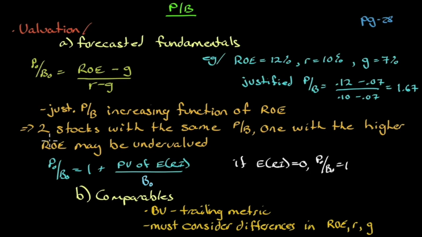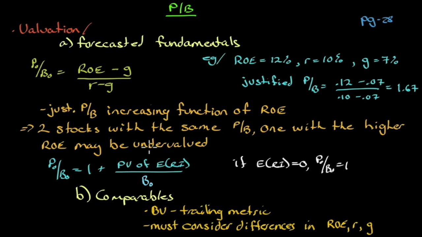It gets a little tricky to understand how we can use this. We have two stocks with the same price to book. The one with the higher ROE may be undervalued. So when we're looking at two companies, how do we determine whether one is undervalued or overvalued? Well, what if they have different price to book, but they have different ROE?